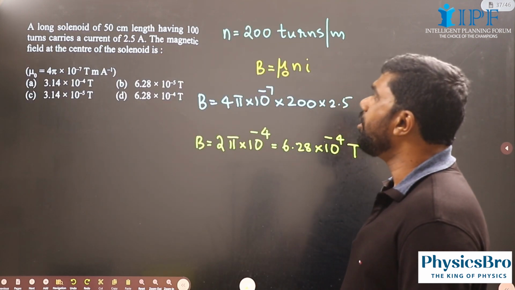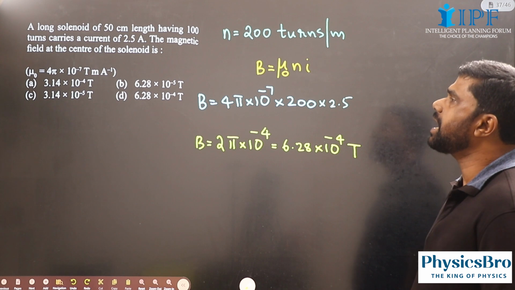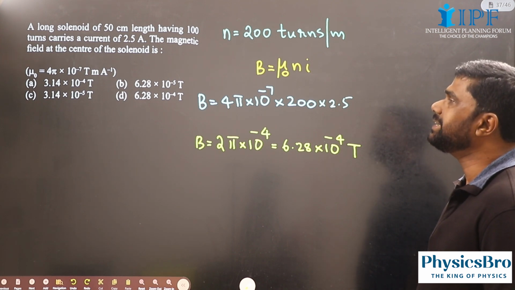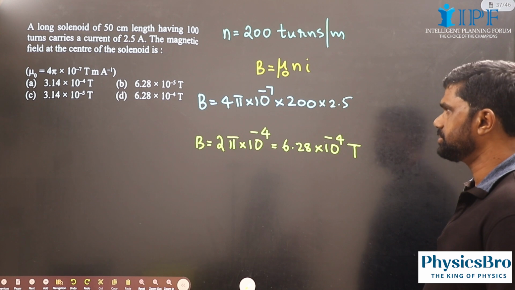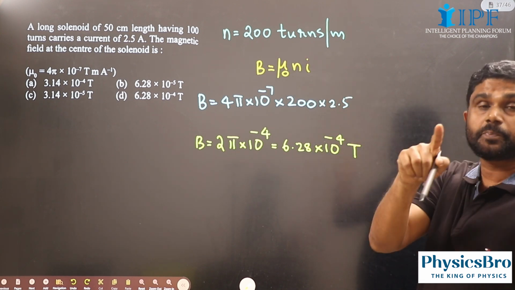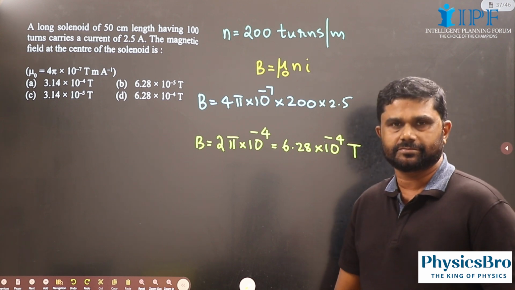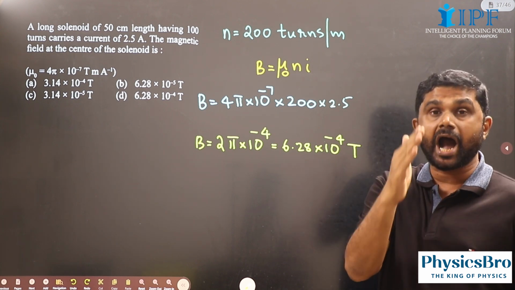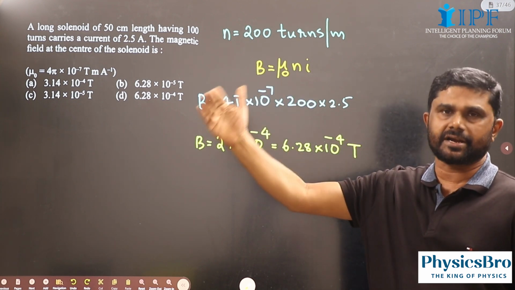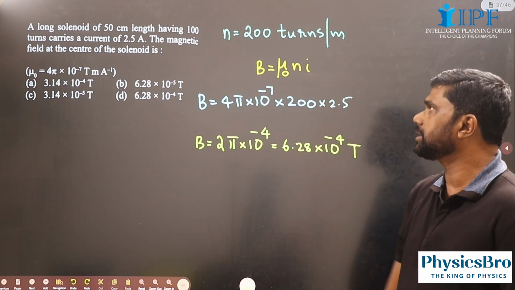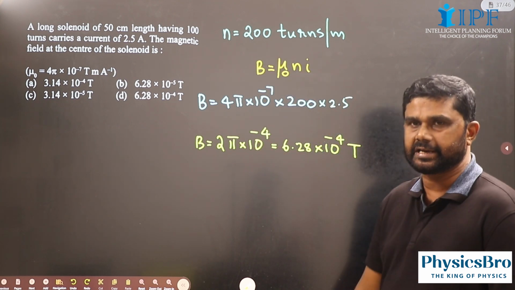Okay, a long solenoid 50 centimeter length having 100 turns carries a current of 2.5 ampere. The magnetic field at the center of the solenoid is, see, 50 centimeter length has 100 turns. 50 centimeter means half meter. In half meter 100 turns. So in 1 meter 200 turns. So 200 turns per meter, that is number of turns per unit length.